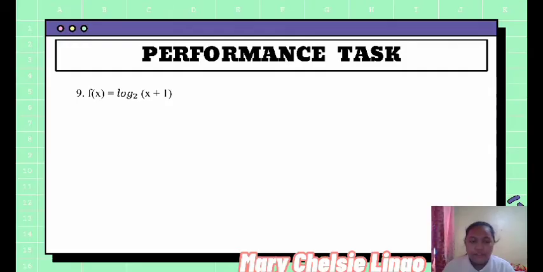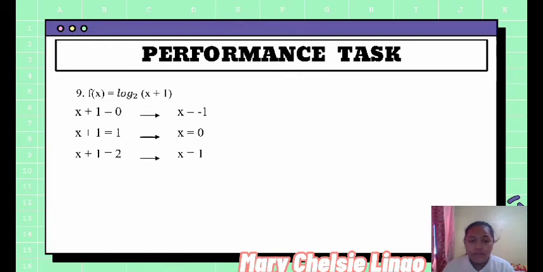Number 9, f of x equals log base 2 of x plus 1. So we need to equate x plus 1 with 0, 1, and 2, where 2 is the base of our logarithmic function. To find its table of values, we can easily find the x value, which is x equals 0 and x equals 1. To find the y, all we need to do is substitute the values of x in our logarithmic function.